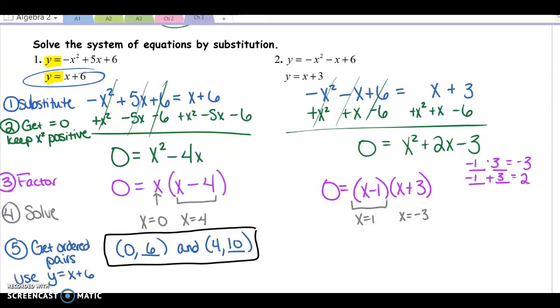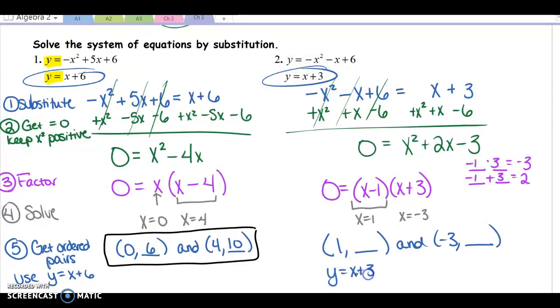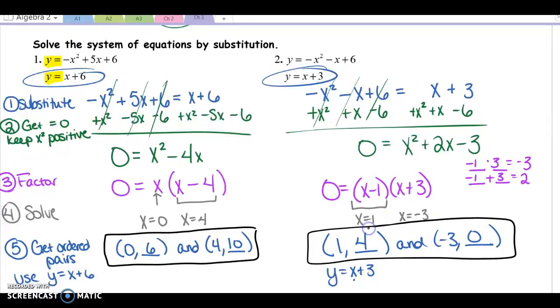This means we have ordered pairs at 1 comma something and negative 3 comma something, and that's where these two equations are going to meet on the graph. So pick the easier equation, y equals x plus 3. And 1 plus 3 is 4. Negative 3 plus 3 is 0. So our two solutions are 1, 4, and negative 3, 0.